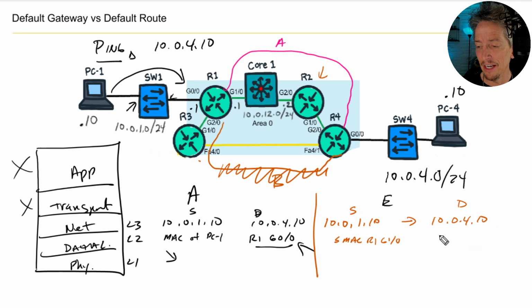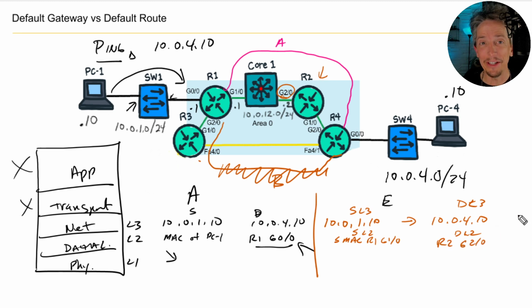And the destination layer 2 address, I'll put source here, source layer 2, destination layer 2, and up here we have source layer 3, destination layer 3. And the destination layer 2 address would be this right there, R2's gig 2/0. So I've got destination layer 2, and I'm going to put R2 gig 2/0.